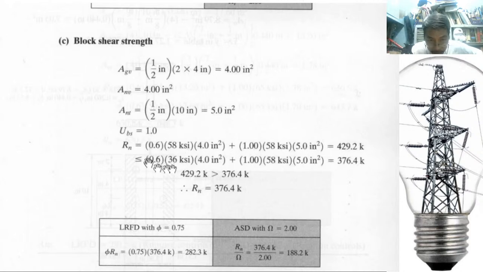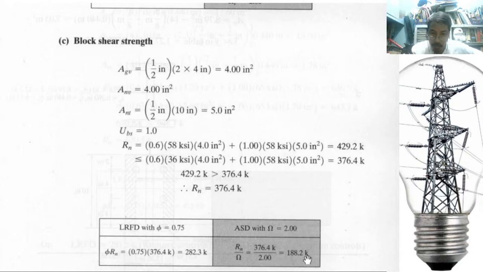Compare it with this. Notice that this is equal with this; we already explained that. This is Fu times net, which is equal to the gross times Fy. You can see that this value is less than this value, so we have to use 376. So our nominal block shear is 376, because this is lower. Multiply this by 0.75 and the answer is 282, and for ASD, divided by 2, 188.